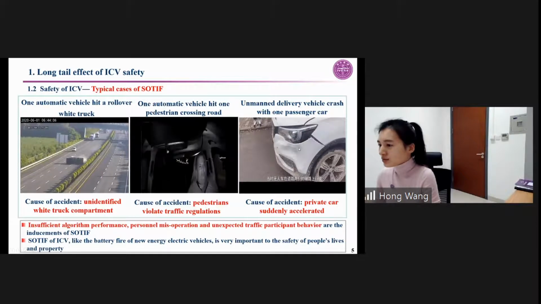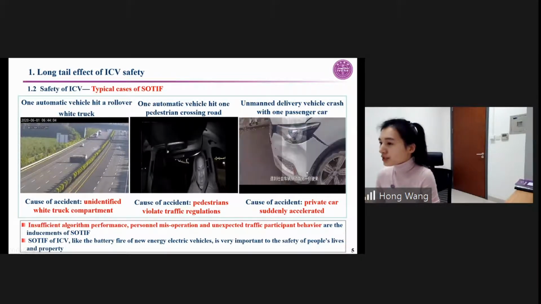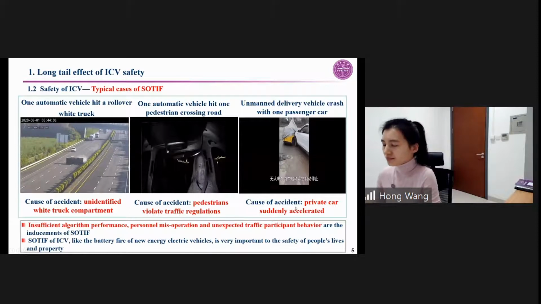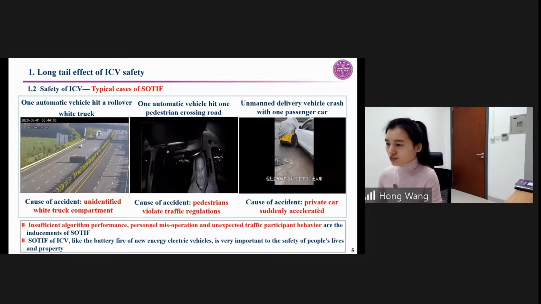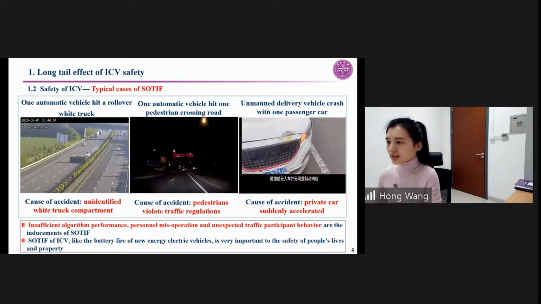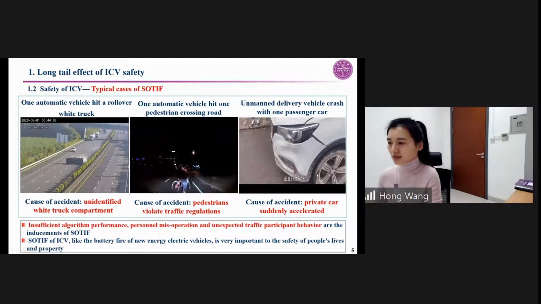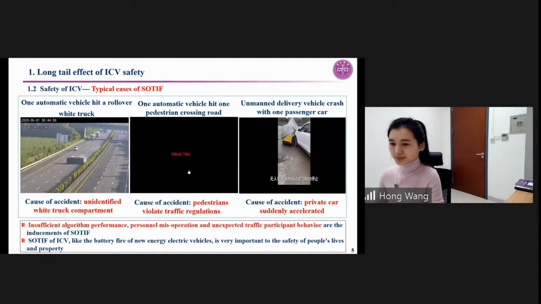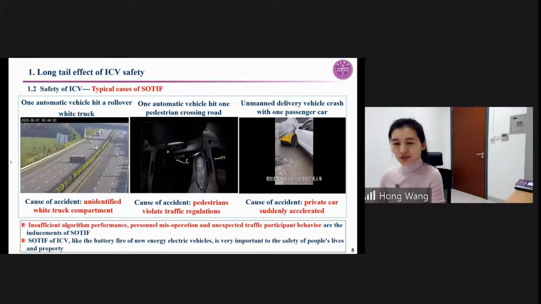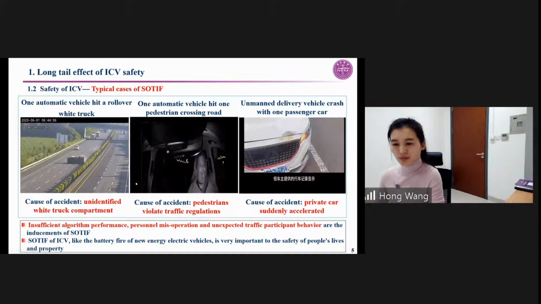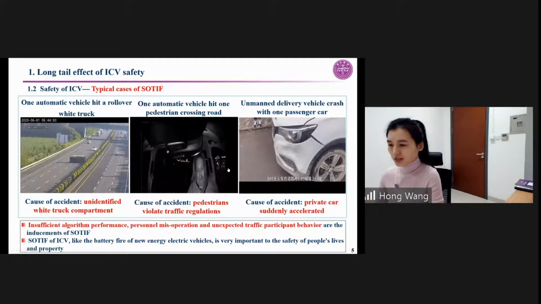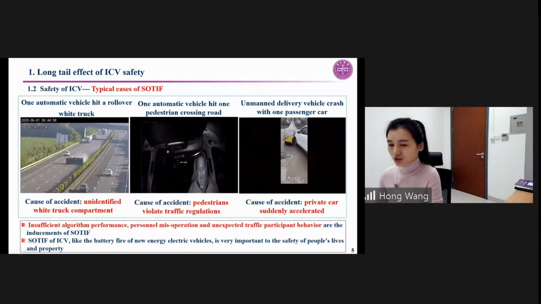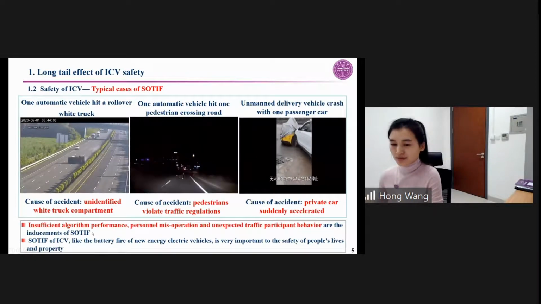So the third one is an unmanned delivery vehicle crashing with one passenger car. The reason for the accident is that the private car suddenly accelerated, and the unmanned delivery vehicle can't respond to this sudden acceleration. So we can see that insufficient algorithm performance, personal or human misoperation, and unexpected traffic participant behavior are the inducement or the reasons of SOTIF.